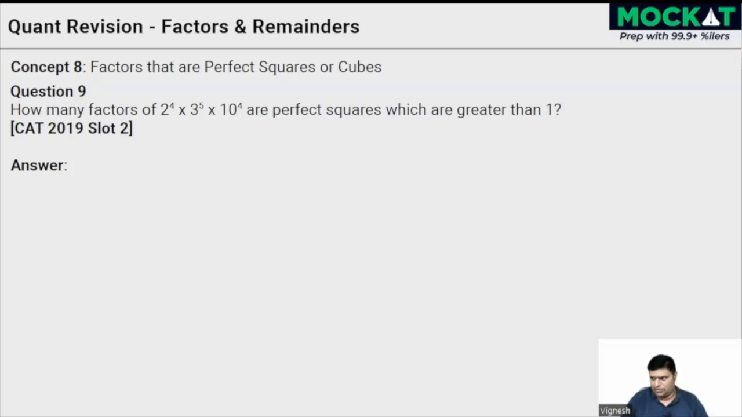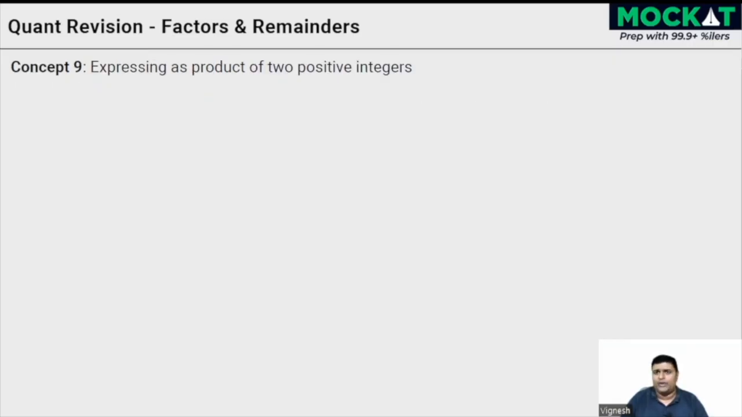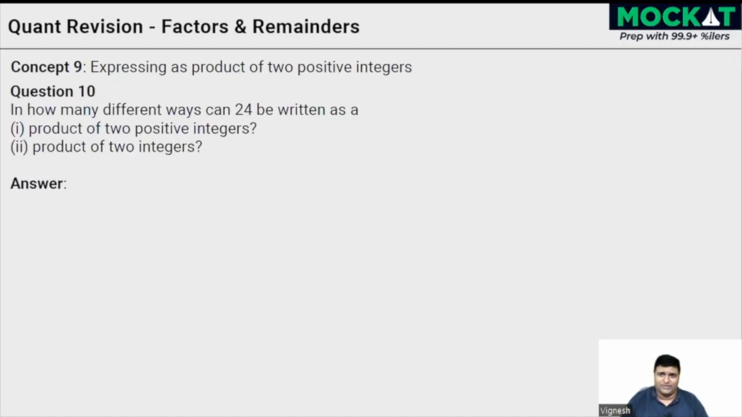Okay. Moving to the next concept, where we need to express a number as a product of two positive integers, right? I will just take it up with some examples. In how many different ways can 24 be written as a product of two positive integers? Try to go about it manually: 1 into 24, 2 into 12, 3 into 8, 4 into 6. Done. So we can just write 4 ways. 4 ways it can be written.